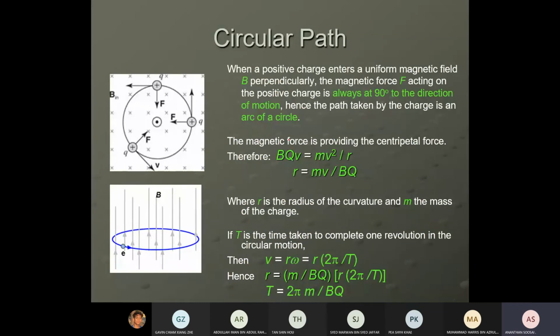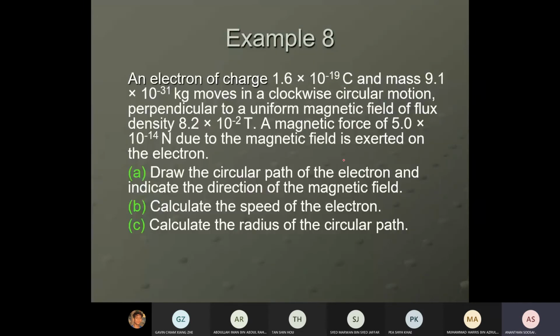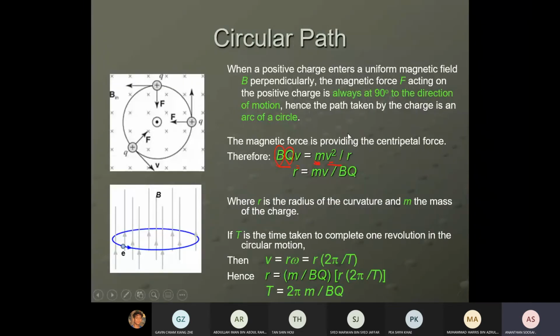So the charged particle makes a circular path. BQV should be equal to the centripetal force, mv squared over r. B is the field strength. Q is the charge possessed by the charged particle. V is the speed of the charged particle moving. M is the mass of the charged particle. V is the speed again. And r is the radius. So we get a very unique formula for the radius made by the charged particle.